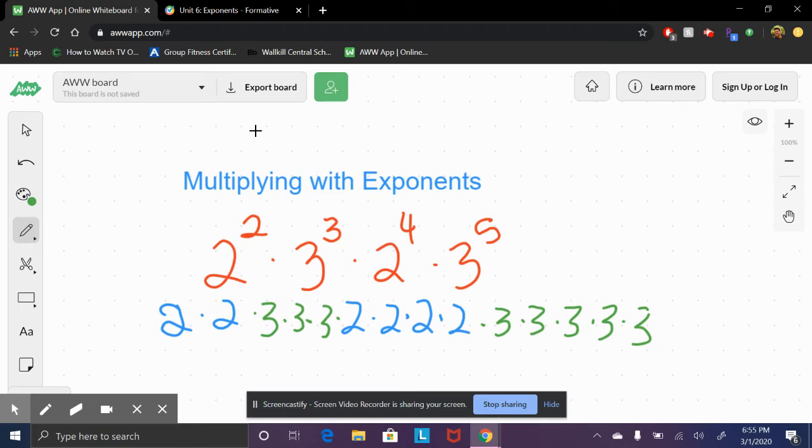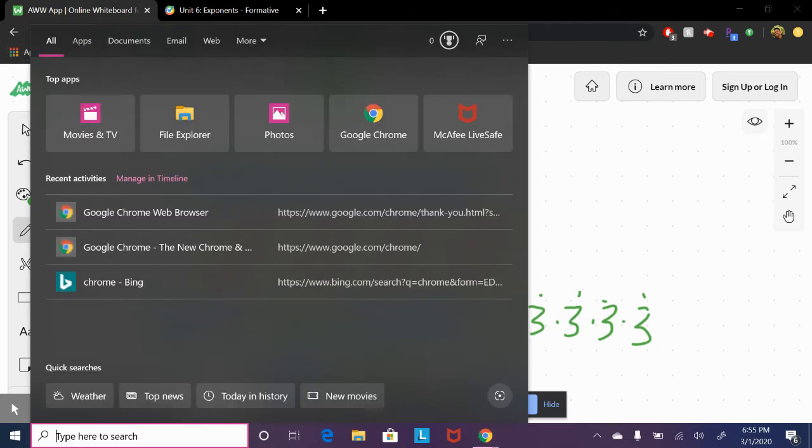So in total, if I count up the number of 2's, I have 1, 2, 3, 4, 5, 6. So I have 2 to the 6th. And over here, I have 1, 2, 3, 4, 5, 6, 7, 8 3's. So times 3 to the 8th. So that's a simpler way to write that. And you could evaluate that and figure out what 2 to the 6th is. Let's just do that to figure out what it is.